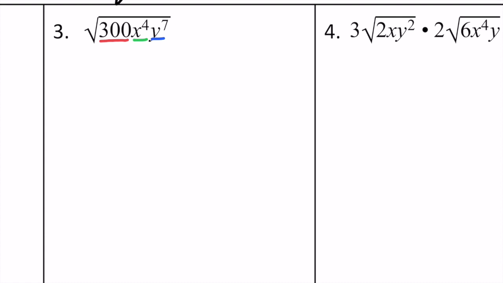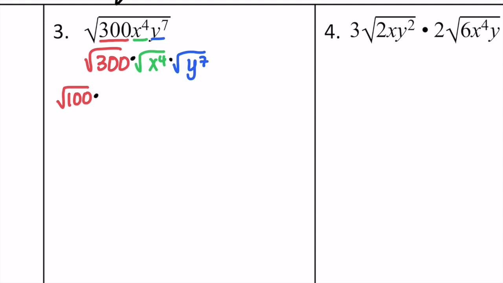Looking at my constants, or my regular numbers, I have 300. So I really have the square root of 300, the square root of x to the 4th power, and the square root of y to the 7th power being multiplied together. To break down the square root of 300, the biggest perfect square inside of 300 is 100. So I can break it down into the square root of 100 times the square root of 3. 3 times 100 gives me 300.